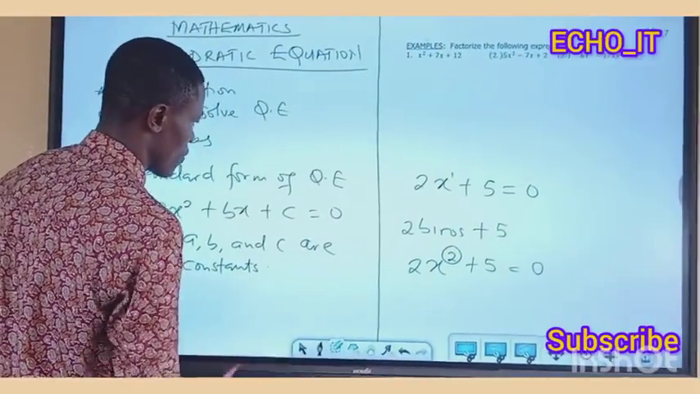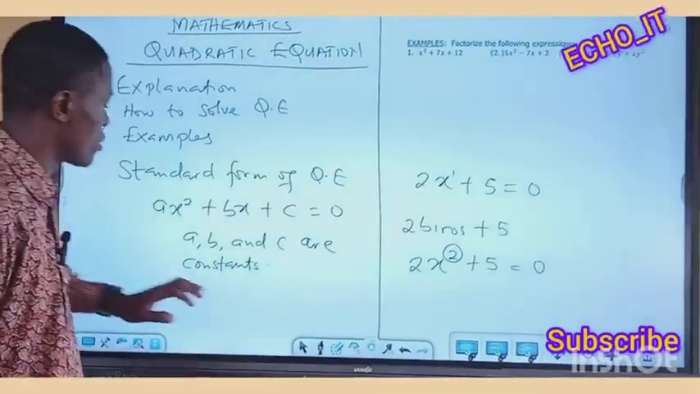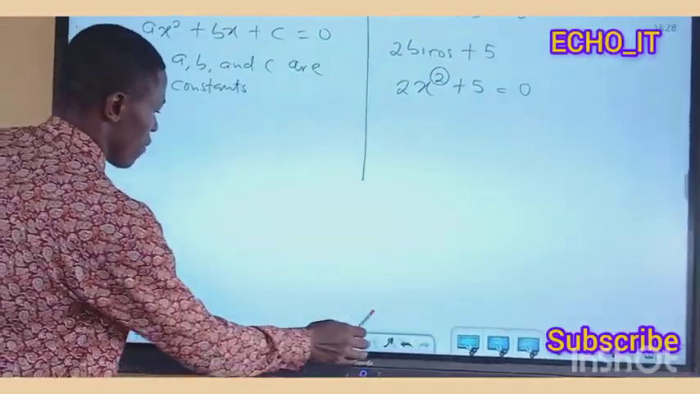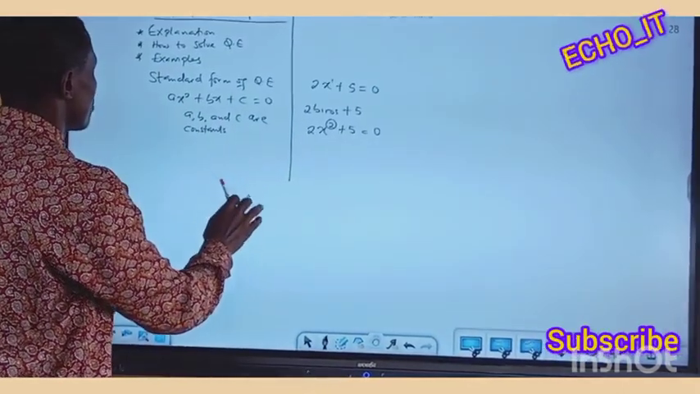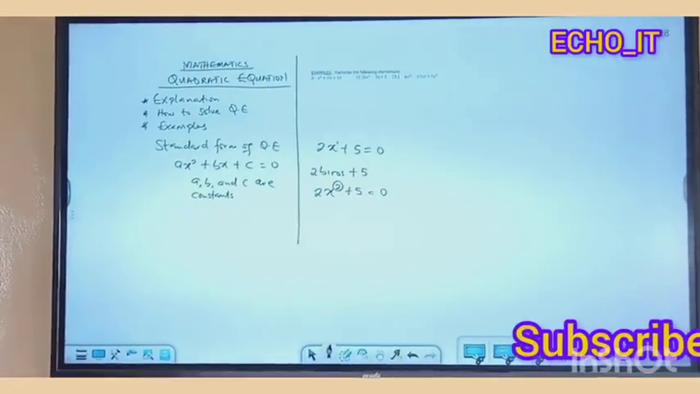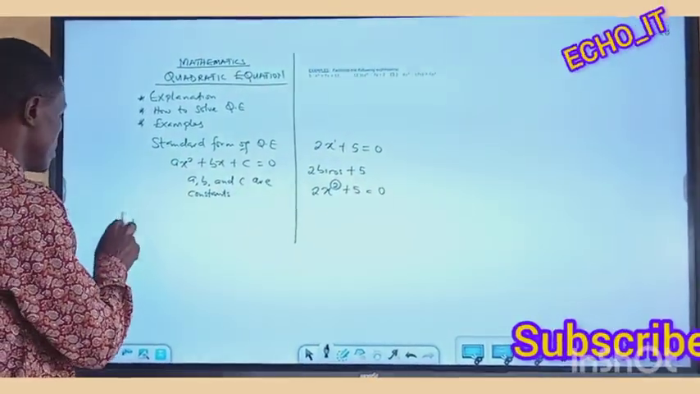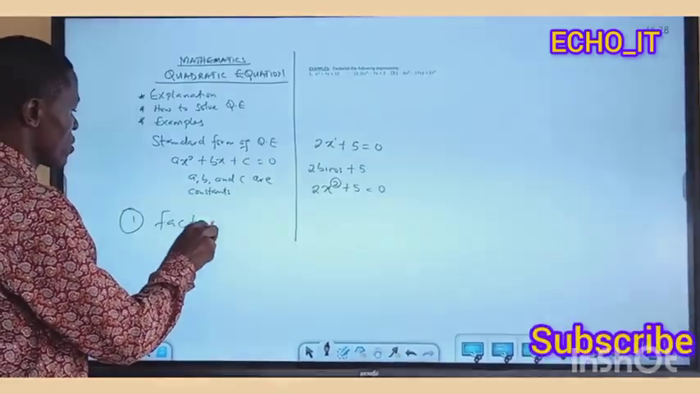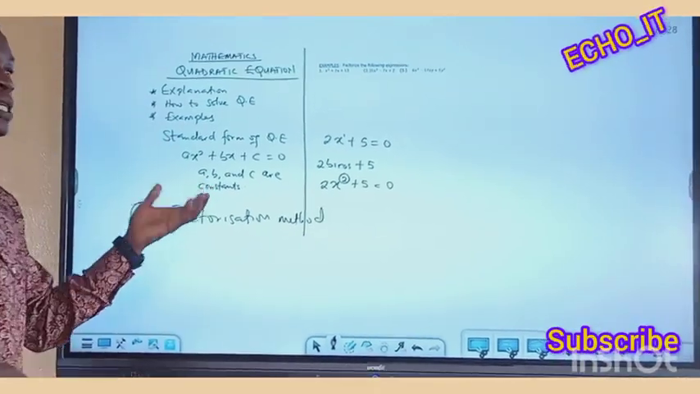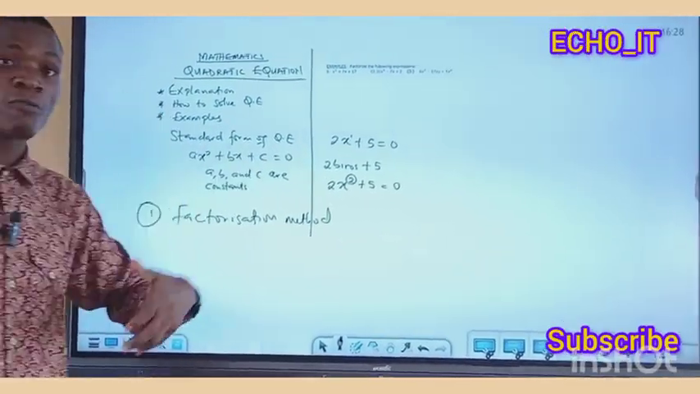We're going to solve quadratic equations. Now, to solve a quadratic equation, we have different methods we can use. Sorry for that, let me shrink this. So we have different methods of solving quadratic equations. The first one is called the factorization method. Of course, you factorize, then you solve for the value of x.